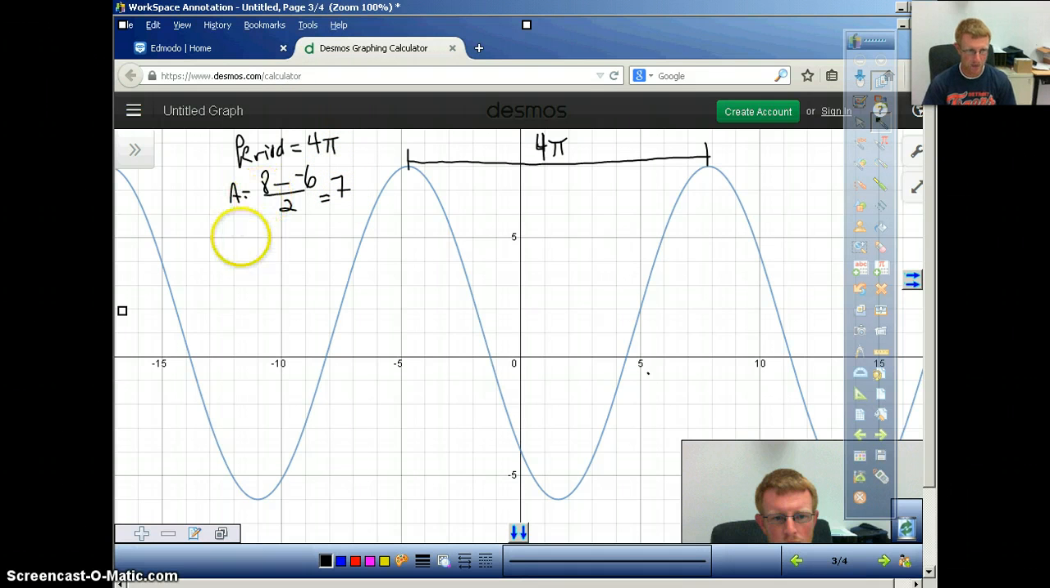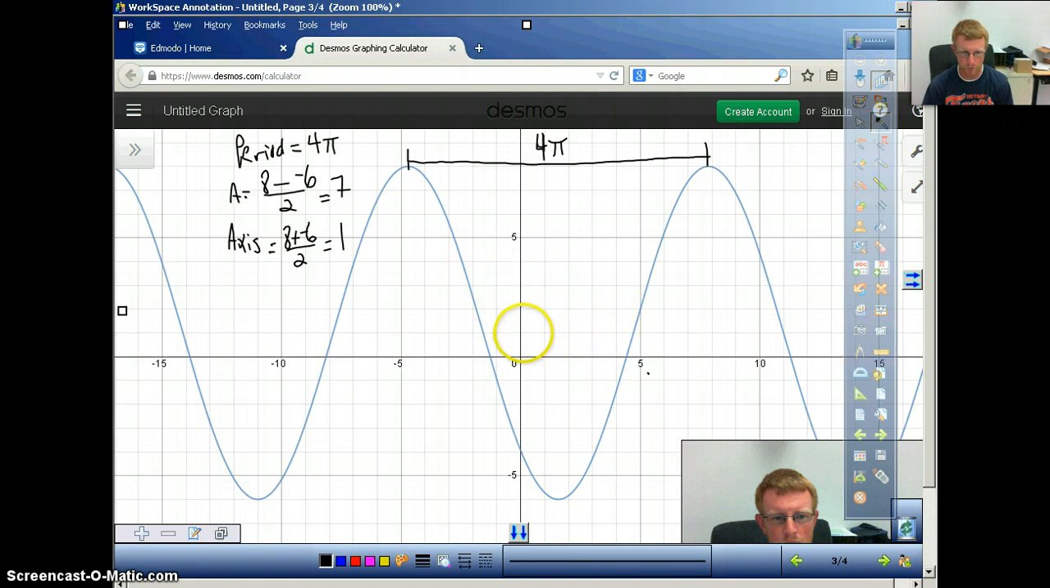Okay, our axis is going to be equal to 8 plus a -6 divided by 2. So that's going to be equal to 1. So that means that our axis actually goes across right here. Okay, so now the only thing we really need to figure out from here is where the axis is going to go, or how did our graph actually shift?